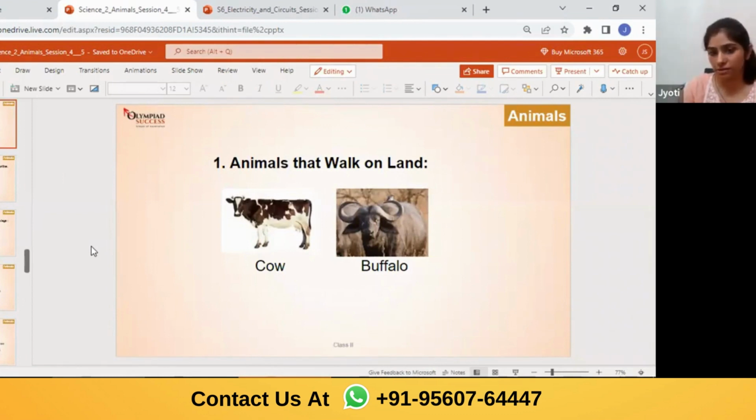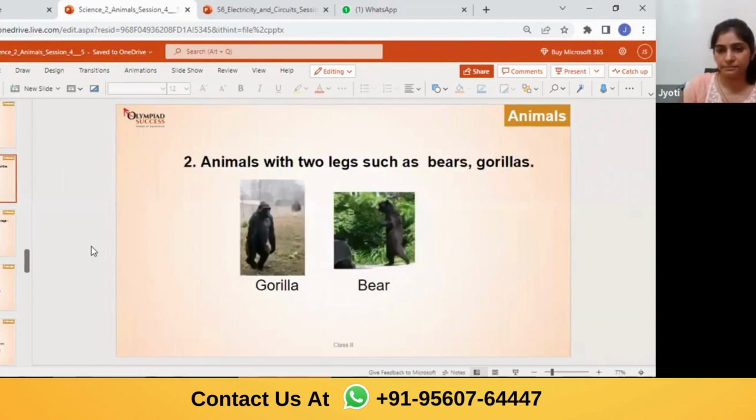Next is walk. That is cow and buffalo. Many others can walk. Even horse can walk. Yes, sheep can walk. So many animals can walk. Next are animals with two legs. Usually animals have four legs, but there are animals which have two legs and can even walk on two legs. That is gorilla and deer.